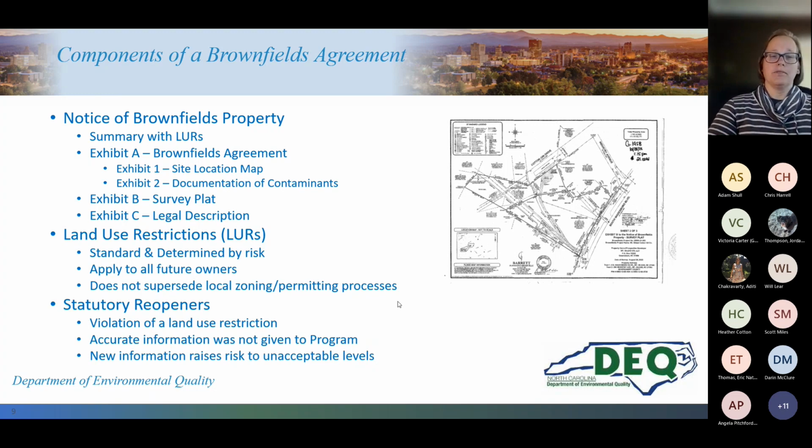Since we have almost 700 sites, we have a whole unit, a whole branch now devoted to management of these existing properties, the property management branch. And we do have the authority to enforce our land use restrictions. The statute allows us the option to reopen Brownfields agreements given a few criteria. One of those is the violation of the land use restrictions. If somebody didn't give us the correct information, or if we have new information, obviously science is always changing, right? So if there's new information about a contaminant on site that we didn't know, that is a reason that we could potentially reopen an agreement.